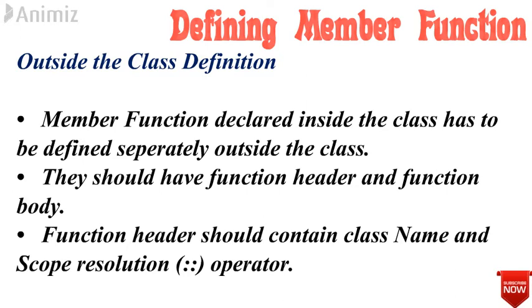Member function has an identity label in the header. This label tells the compiler which class the function belongs to. The scope of the member function is limited to the class mentioned in the header.